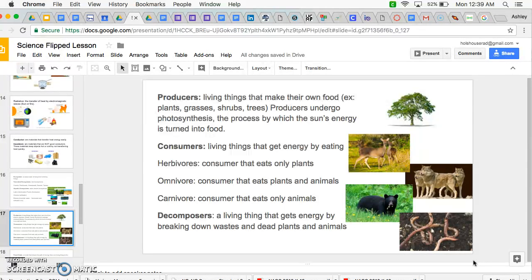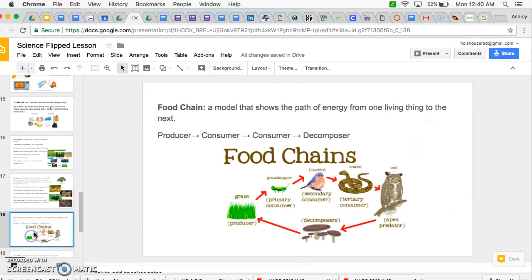Okay, so of course a producer is going to be your tree. It creates its own energy. Consumers within that are your deer, your herbivore, they eat plants. Your black bear is an omnivore. It eats meat, but it also eats berries and other plants. And then the wolf is going to be your carnivore. It eats other animals. And earthworms are decomposers. They break down waste and dead plants and animals. It's their job, though. We don't have a bunch of dead stuff just lying all over. It's amazing how this cycle keeps everything in check and clean and orderly.